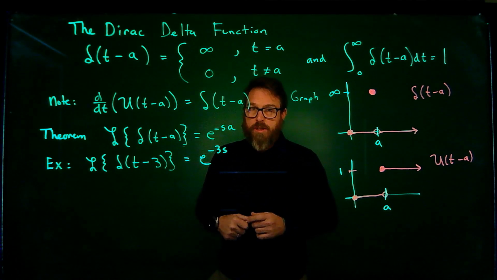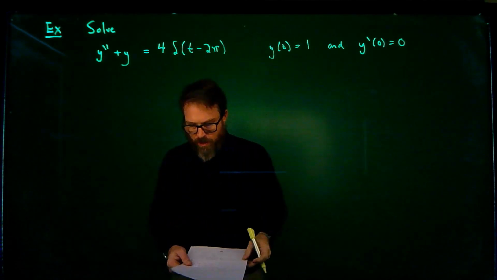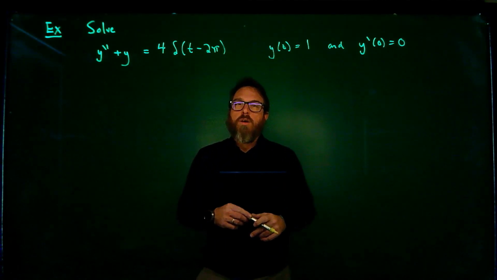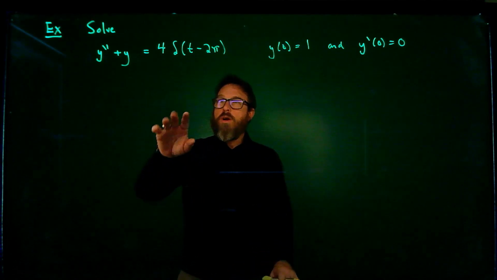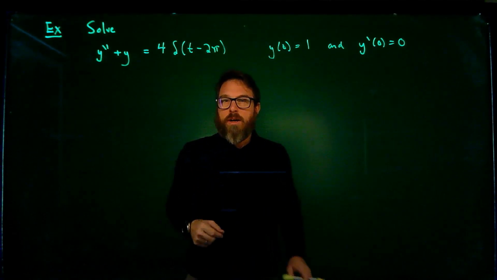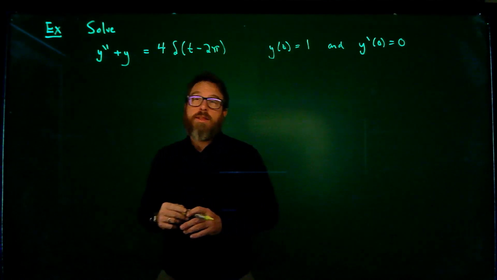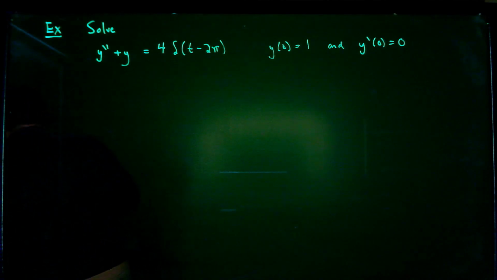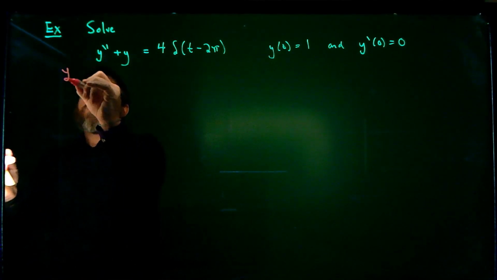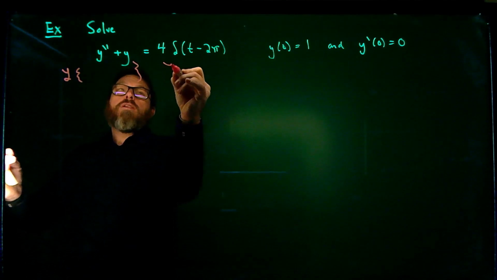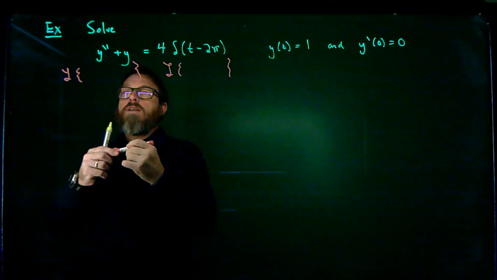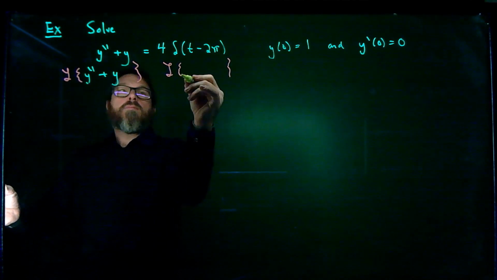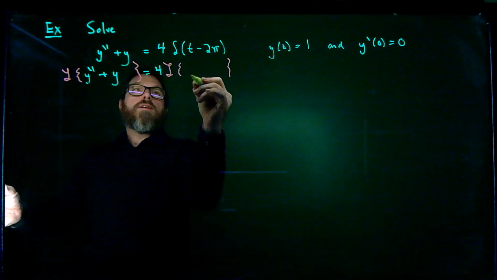So let's use this for solving differential equations. All right, so here's our example. I want to solve this second order differential equation, and what we know is that it's not homogeneous. It's actually equal to 4 times the Dirac function. So what we're going to do is Laplace both sides of this. I'm going to Laplace this side, I'm going to Laplace this side, and I'm just going to go ahead and pull out that 4.